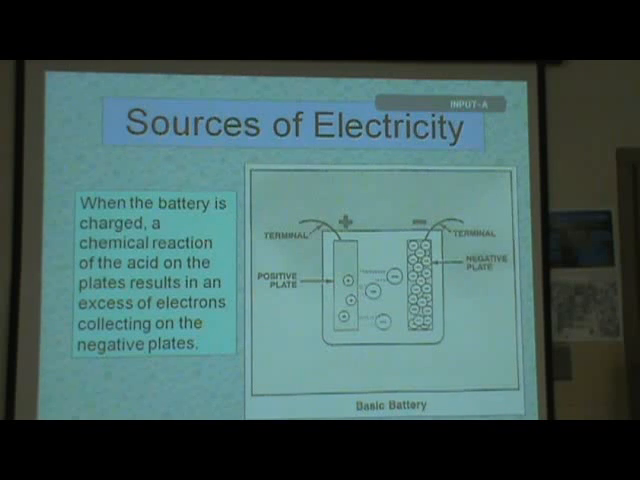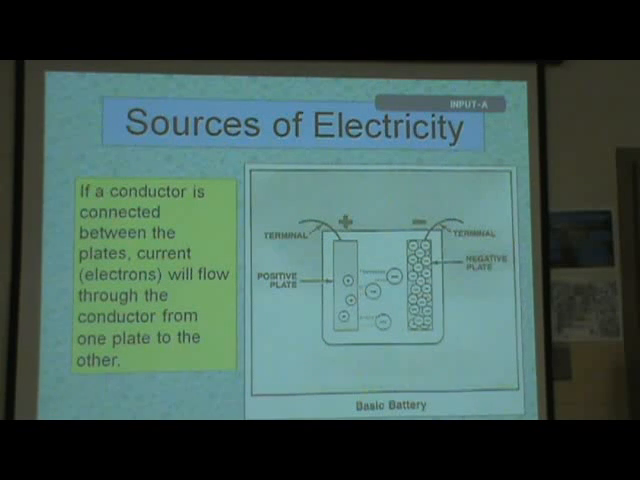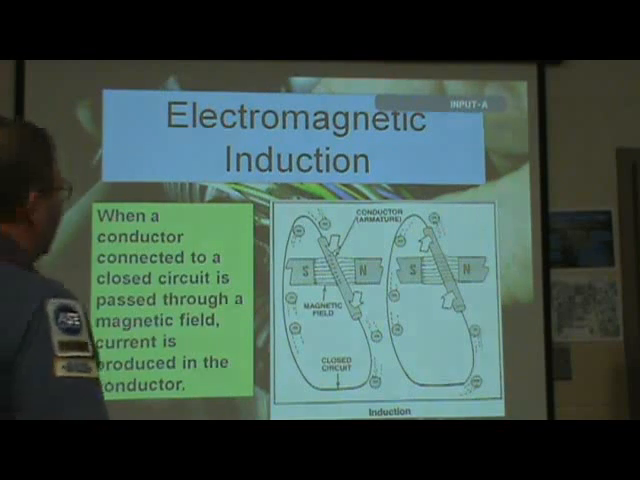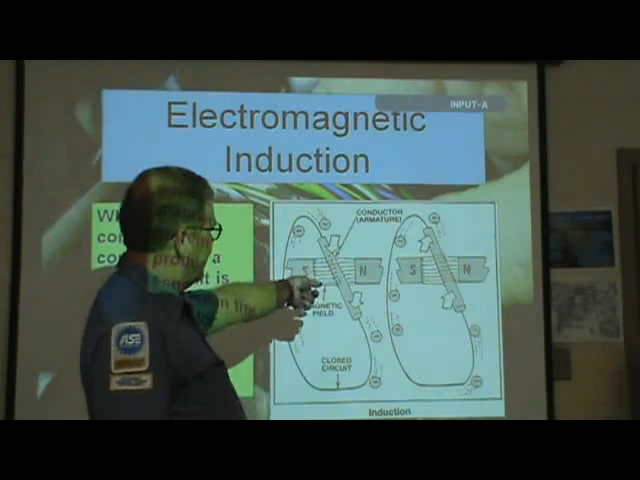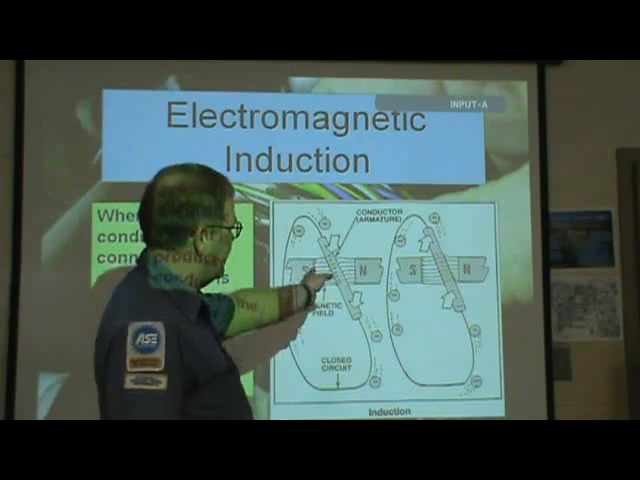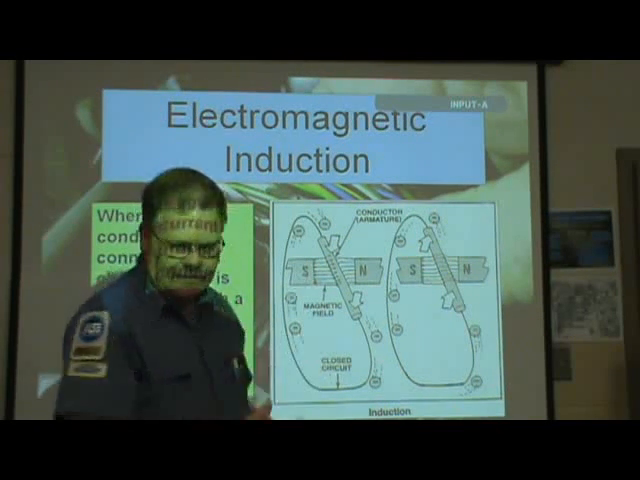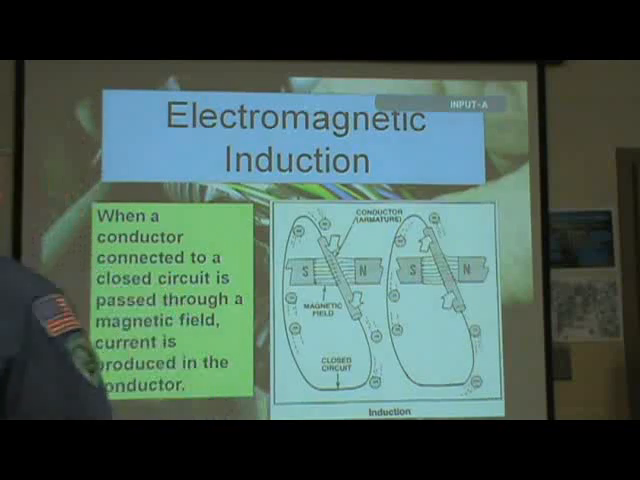Okay. When a battery is charged, the chemical reaction with the acid and plates makes the excess electrons collect on the negative plates. Okay, if the conductor is connected, that's what I told you earlier, it's going to flow through it. You know, so that's what the deal is. Now, when you pass a conductor through a magnetic field, you're creating energy.